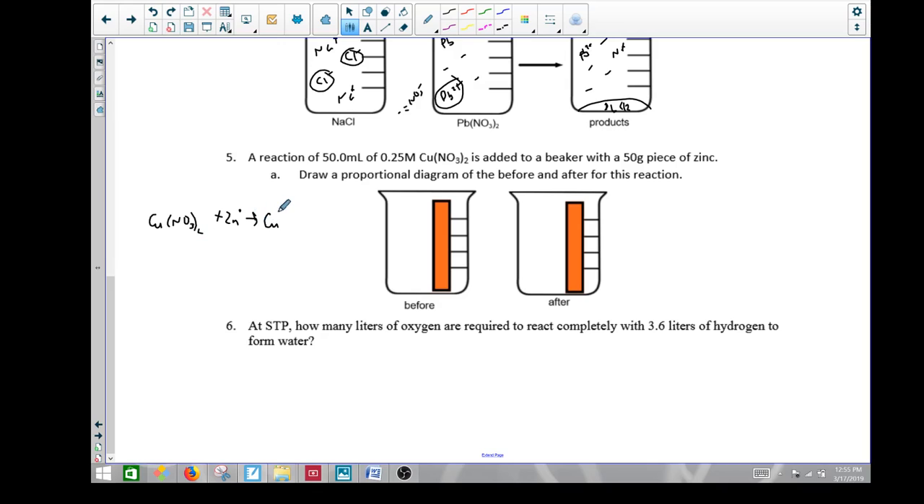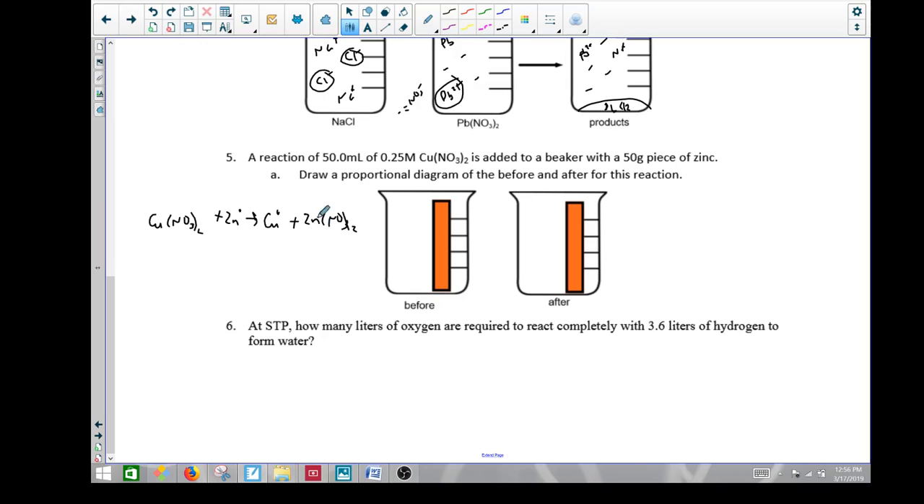Okay, let's just do that. And then the zinc becomes zinc ion, so zinc NO3. You should at this point be able to recognize that this is an exchange of electrons between the metals, and the nitrate had nothing to do with it. All right, so what do we have here?